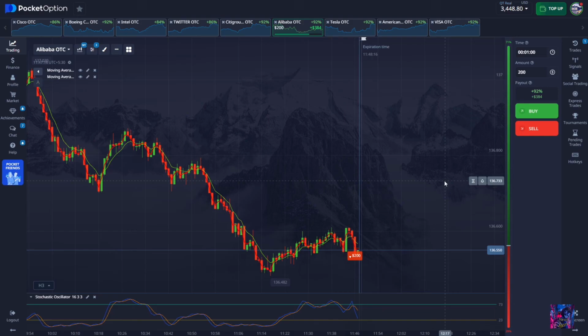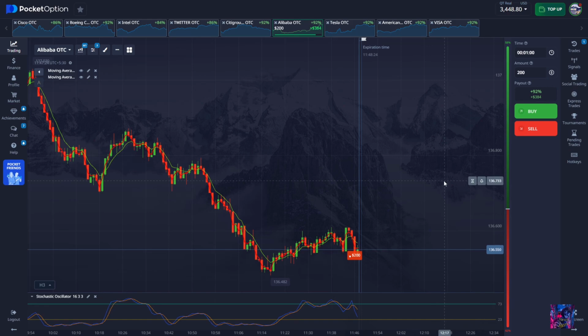Now the market is very close. It's forming a green candle here. And it's a very close trade. Only a few seconds left for this trade to end.